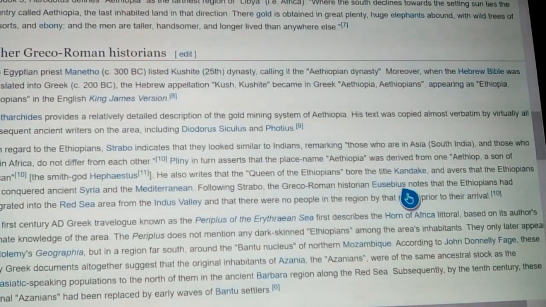And other Greek historians talk about things. The Egyptian priest Manetho listed the Kushite dynasty, calling it the Ethiopian dynasty. So they're saying, hey, that's some of those Ethiopians in Kush, and the Bible relates with Kish. And it also talks about how his son had made the cities there, and those are off the edge of Sumeria, where you have Kish and Kalneh, Akkad, and so on that they mention in that. Moreover, when the Hebrew Bible was translated into Greek, the Hebrew appellation Cush, Cushite became in Greek Ethiopia or Ethiopians, appearing as Ethiopia or Ethiopians in the English King James Version.